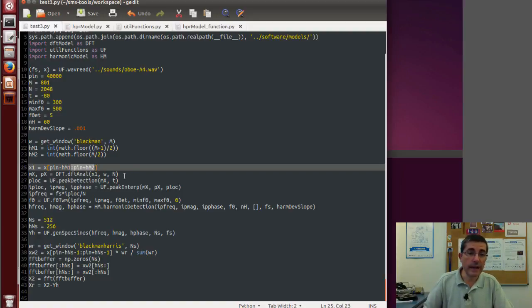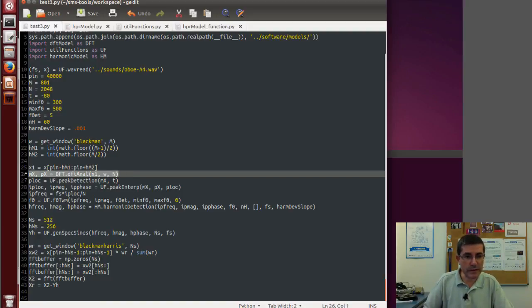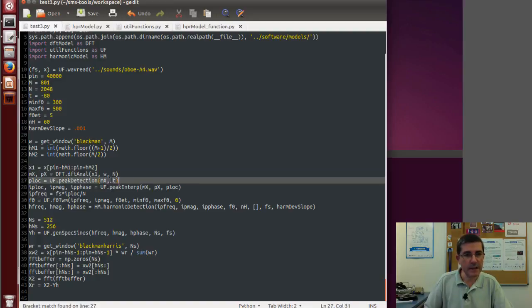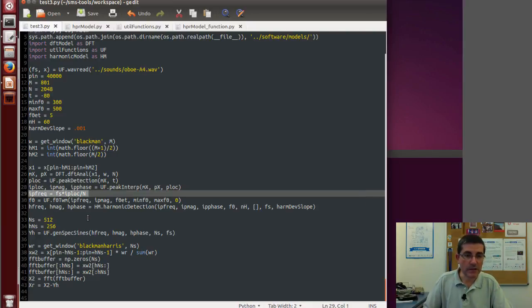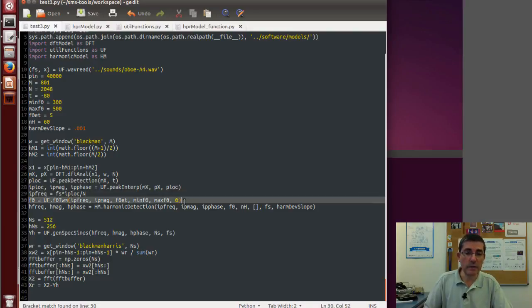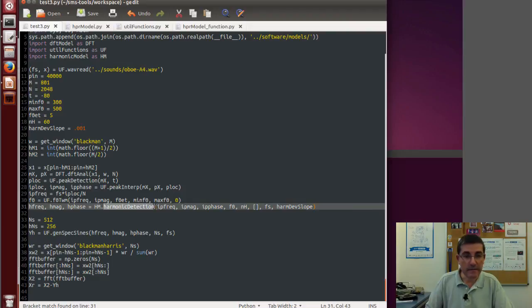And then we have seen all this before. We compute the DFT of this fragment of the sound. We find the peaks. We interpolate the peaks with parabolic interpolation. Well, in here we convert locations to hertz. And now we detect the fundamental frequency. So we call the two-way mismatch algorithm, and it returns the best candidate for fundamental frequency. And we identify all the harmonics by calling the harmonic detection function that looks for the peaks that are closest to the multiples of the fundamental frequency.